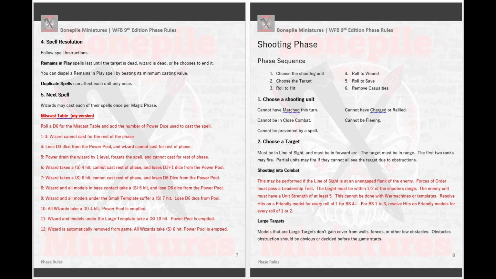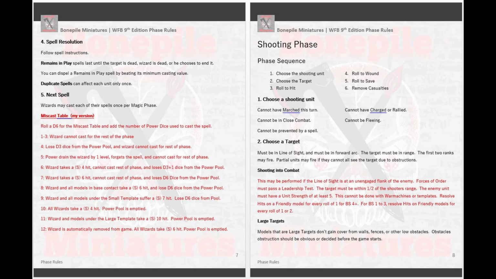So 1 through 3, the wizard cannot cast for the rest of the phase. Okay, so that's pretty basic and the least consequential. And then 4, you lose d3 dice from the power pool, and the wizard cannot cast for the rest of the phase. Okay, for number 5, power drained the wizard by 1 level. He forgets the spell that he cast and cannot cast for the rest of the phase.